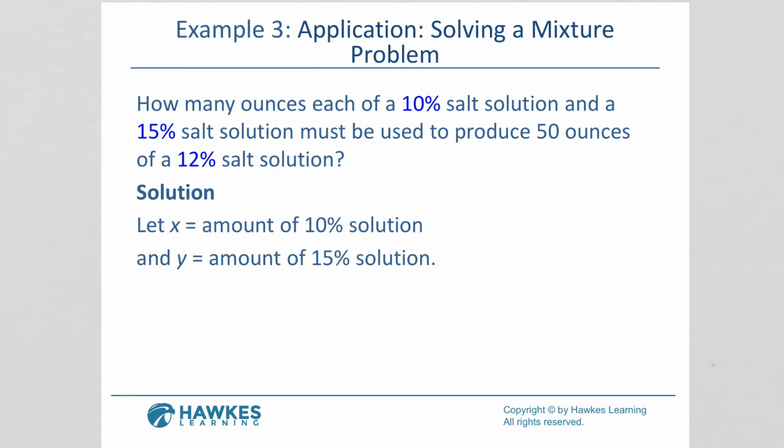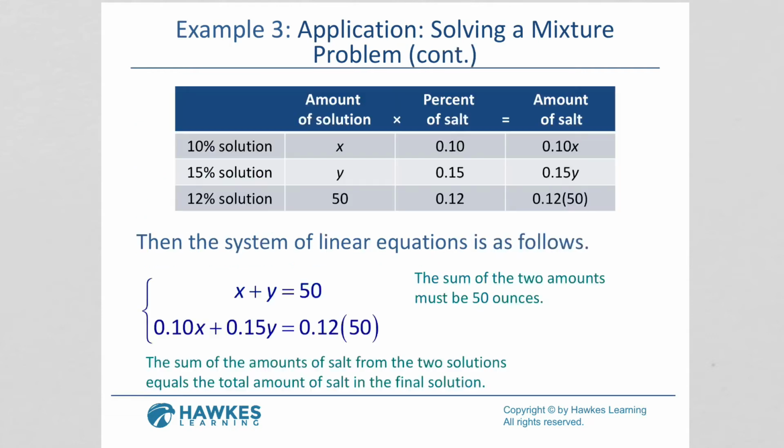We're going to let x equal the amount of 10% solution and y equal the amount of 15% solution. These problems are best solved by setting up a table. We're going to have one row that's our 10% solution, one row that is our 15% solution, and then one row which is our resulting solution of 12%. One column is going to be the amount of solution. We would multiply that times the next column, which is the percent of salt, and that's going to give us our third column, which is the amount of salt.